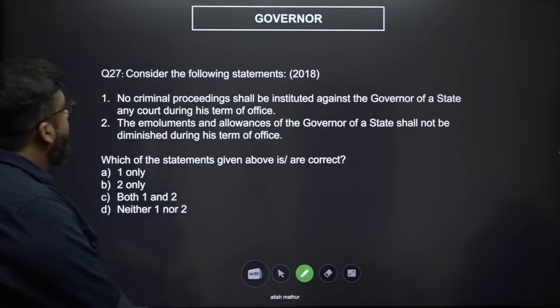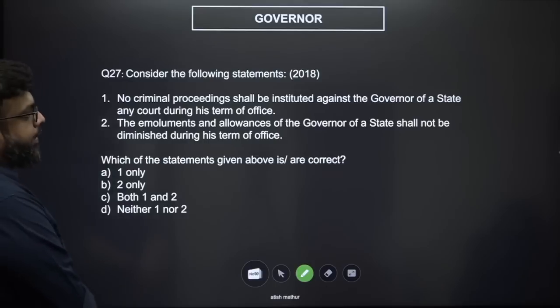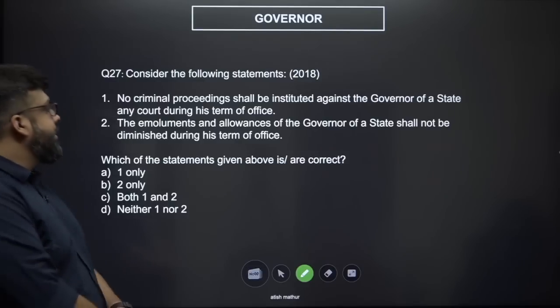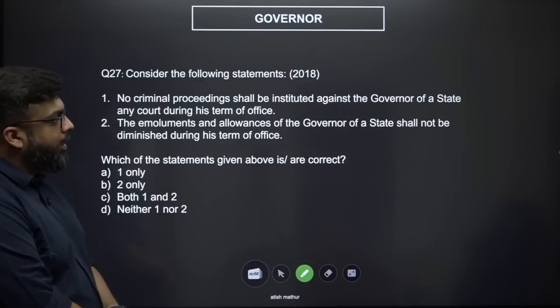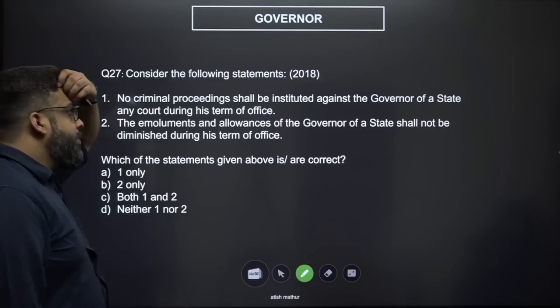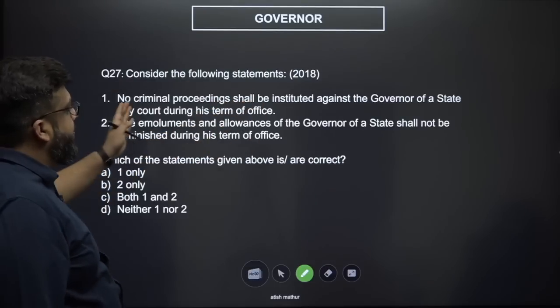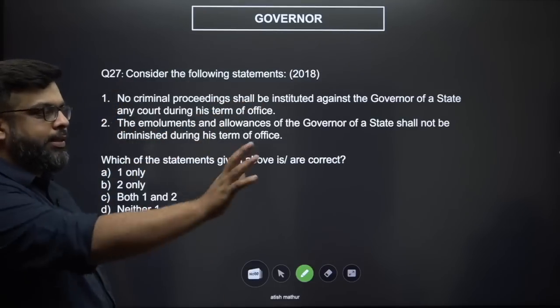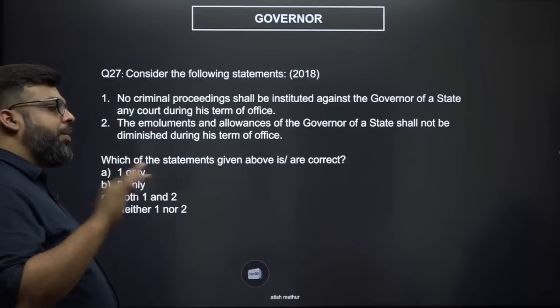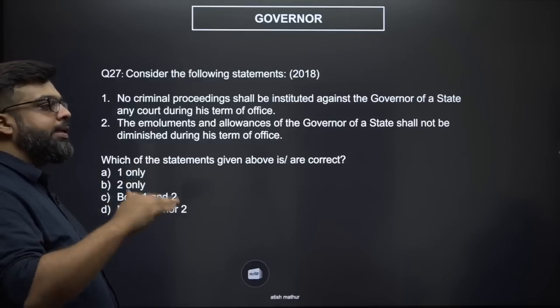Let's look at the next. No criminal proceedings shall be instituted against the governor of a state in any court during his term of office. The emoluments and allowances of the governor shall not be diminished during the term of his office, right? Very good question, very conceptual. Now, no criminal proceeding shall be instituted against the governor of the state during the term. Yes, till the time of the governor. For professional actions, you have absolute criminal liability. For personal actions, you have criminal immunity till the time that you're in office.